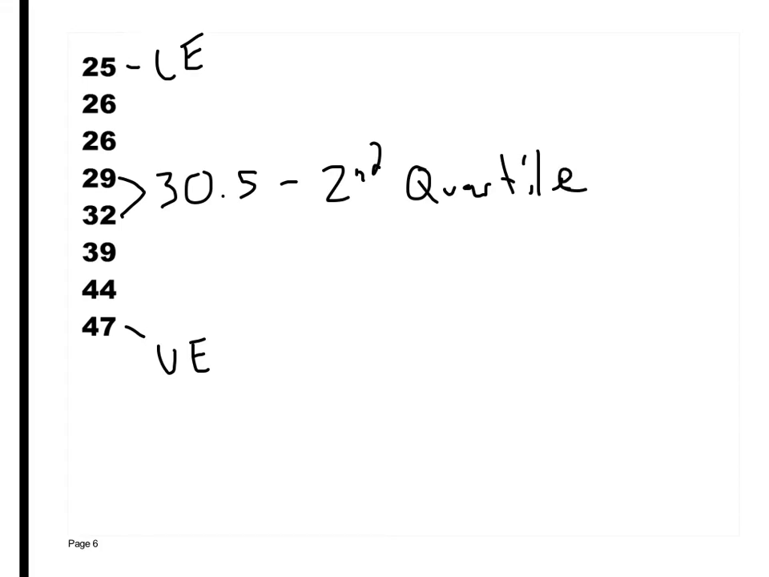Then I find my first quartile, and it's the middle of the lower numbers. So what would be the middle of these numbers? 26. No, because it would be 26 and 26, right? So what's the average of 26 and 26? 26, right? So this is my first quartile.